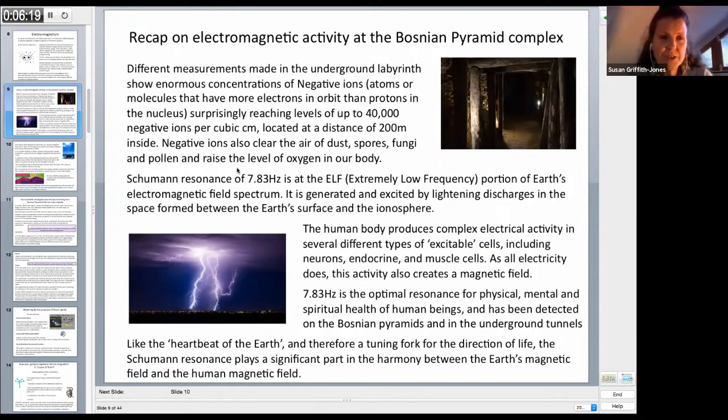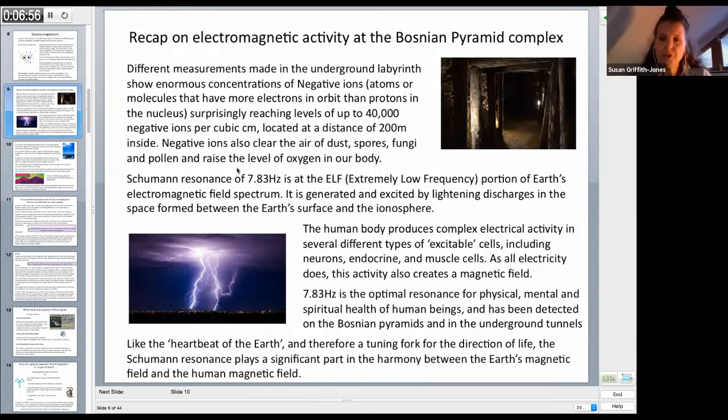So at this point, I just want to recap on the electromagnetic activity at the Bosnian Pyramid complex, because remember, what I'm trying to do in my picture in Crystal of Time is add this concept of electromagnetism into the picture, but at the same time relate it to the Bosnian Pyramid complex. The Schumann resonance of 7.83 Hertz is at the extremely low frequency portion of Earth's electromagnetic field spectrum. It's generated and excited by lightning discharges in the space formed between the Earth's surface and the ionosphere.